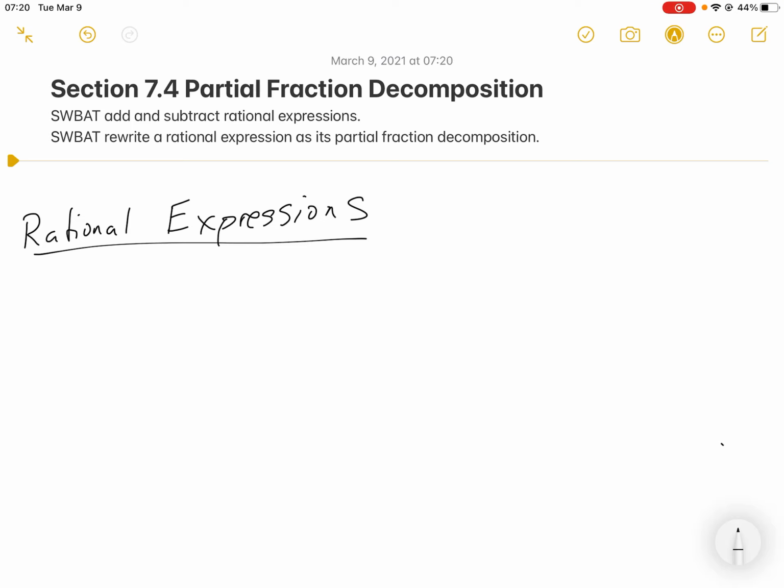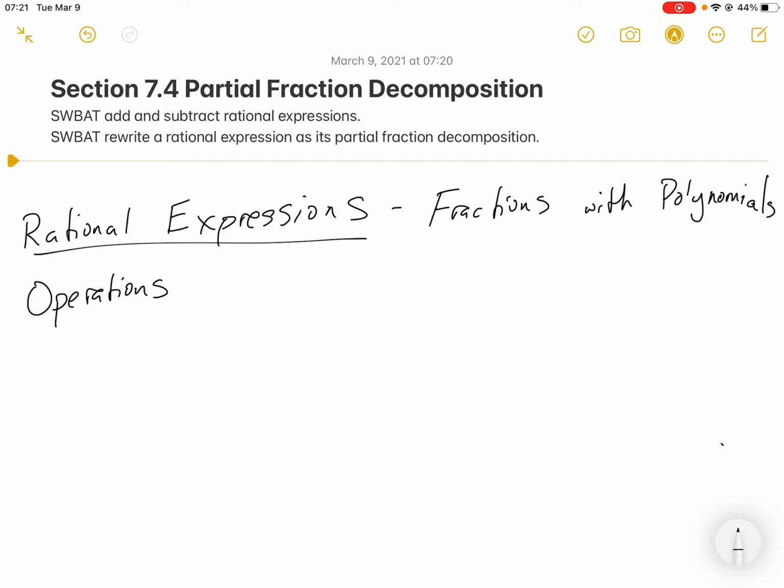Now, we've already discussed rational functions, but really you can think of rational expressions as fractions with polynomials. This is when we did vertical asymptotes and all of that kind of stuff. We did vertical asymptotes, horizontal asymptotes, x-intercept, y-intercept. We talked a lot about rational functions, but now we'll just talk about expressions. And specifically, I want to focus on operations. So this is add, subtract, multiply, and divide.